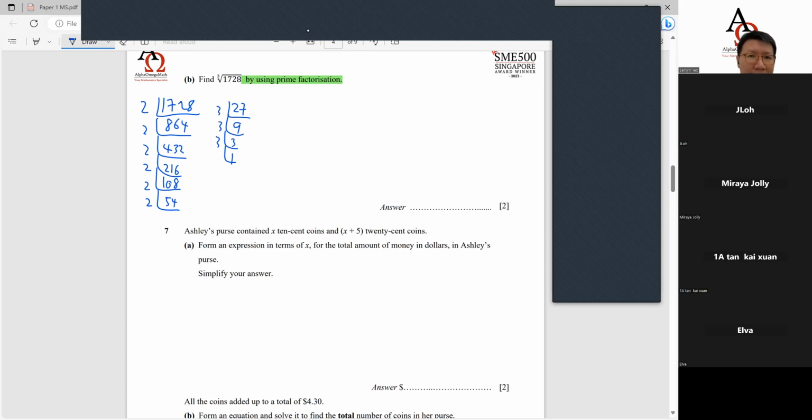27, and now we go on to the 3s: 3, 3, 3. Okay, so I know that 1728 can now be expressed as, how many 2s do I have? 1, 2, 3, 4, 5, 6 2s, times 3 cubed. That is the prime factorization of 1728, right? When I apply a cube root to it, the cube root of 1728 is the same as the cube root of its prime factorization, because I already simplified 1728. It is 2 to the power 6 times 3 to the power 3.